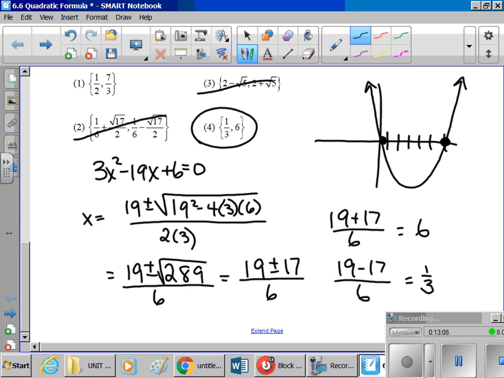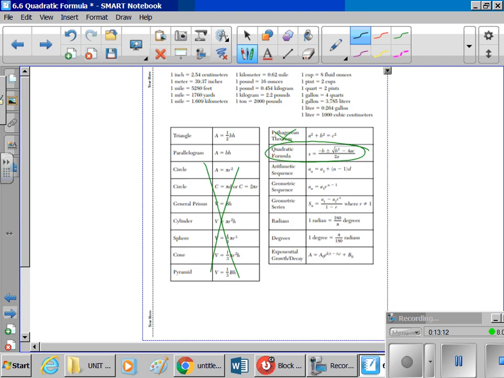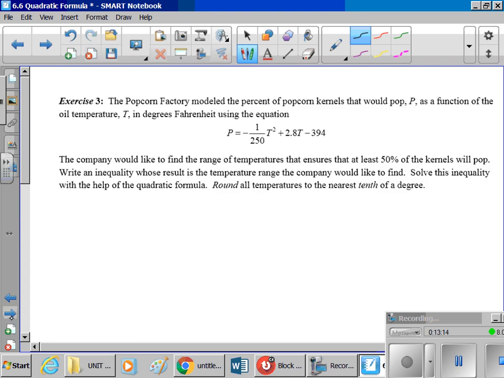All right, we do have an extra one. We have exercise 3. This one's going to be a little bit longer, so I'm sorry about that. Oh, we did that. So exercise 3. The popcorn factory modeled the percent of popcorn kernels that would pop, P, as a function of the oil temperature T in degrees Fahrenheit using the equation.